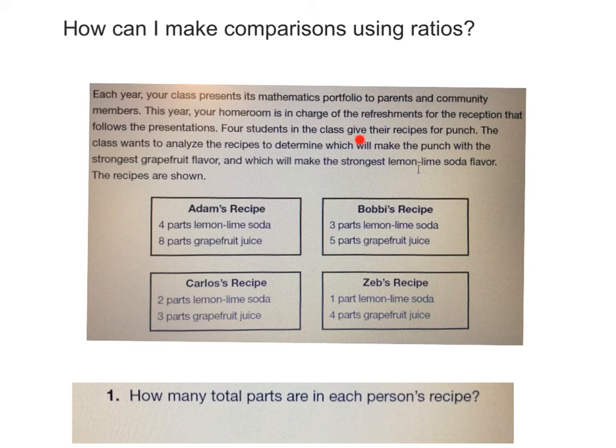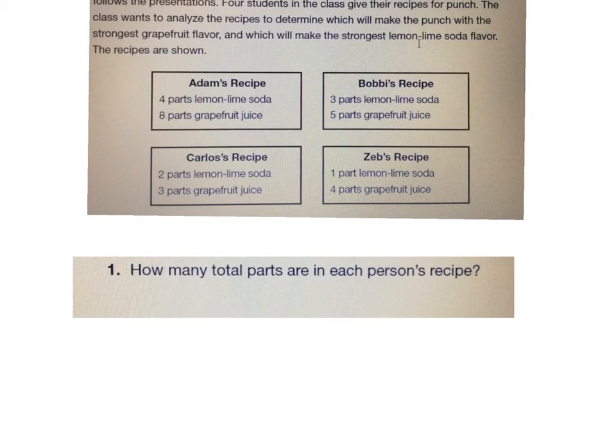Four students in the class give their recipes for punch. The class wants to analyze the recipes to determine which will make the punch with the strongest grapefruit flavor and which will make the strongest lemon lime soda flavor. The recipes are shown. So the first thing you would want to do is look at your recipes and figure out how many total parts are in each person's recipe.